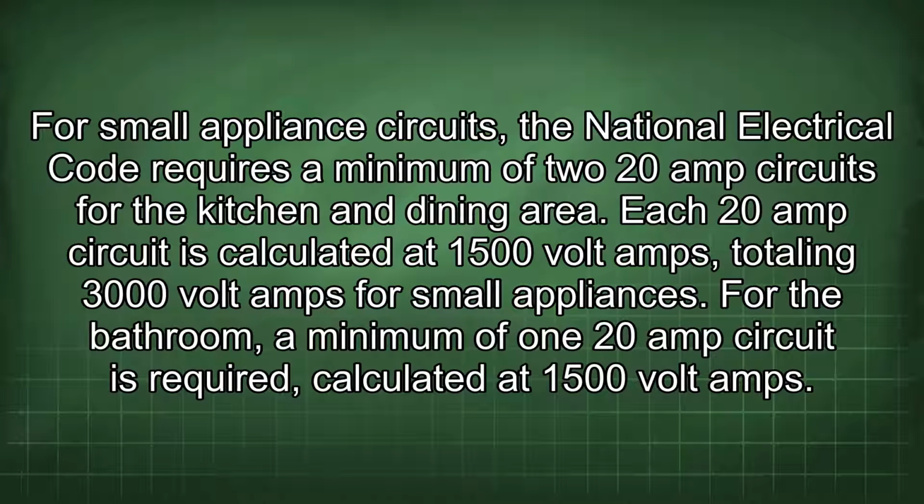For small appliance circuits, the National Electrical Code requires a minimum of 2 20-amp circuits for the kitchen and dining area. Each 20-amp circuit is calculated at 1500 volt-amps, totaling 3000 volt-amps for small appliances. For the bathroom, a minimum of 1 20-amp circuit is required, calculated at 1500 volt-amps.